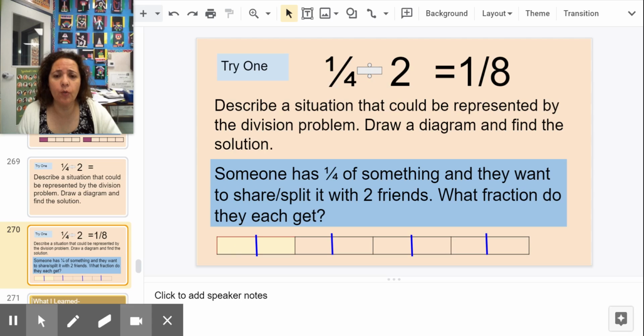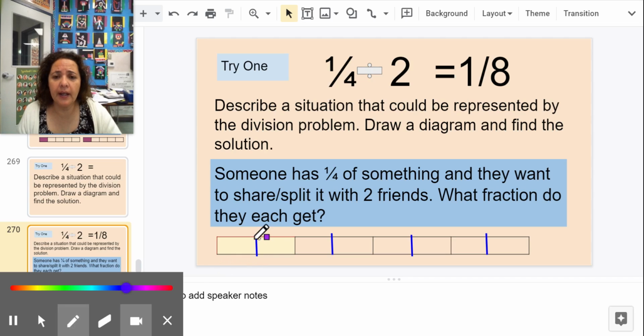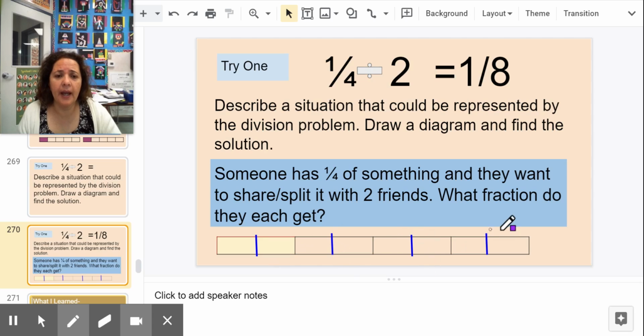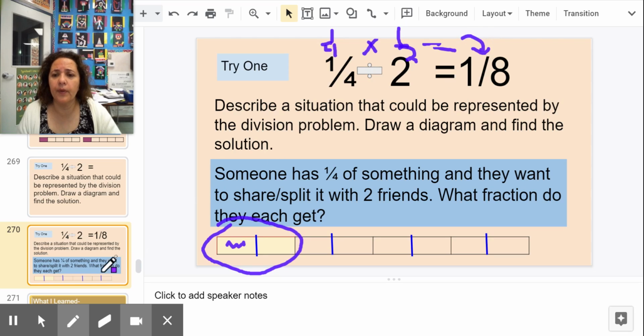I have 1/4, so I did 1, 2, 3, 4. Here are my fourths. Then I split those fourths in half. And so how much am I going to get? I'm going to get 1/8 of the whole because I only have this 1/4 and I split it in half, so I'm only going to get this little piece here. So I'm going to get 1/8 of it. And if we keep the 1/4, switch, flip, you will see that we get our answer of 1/8. All right.